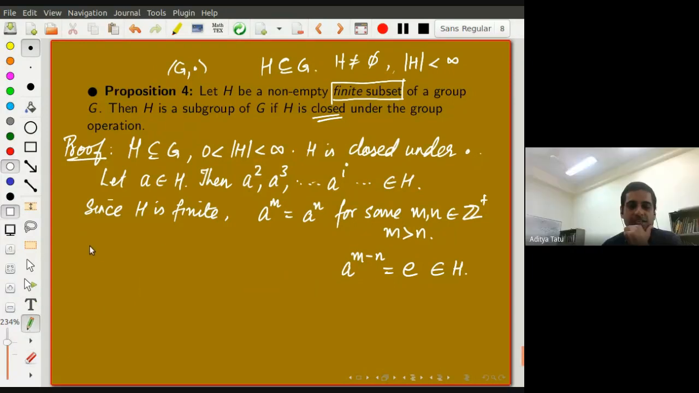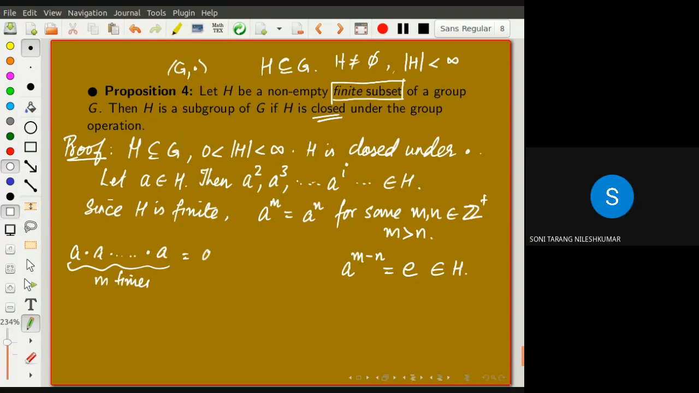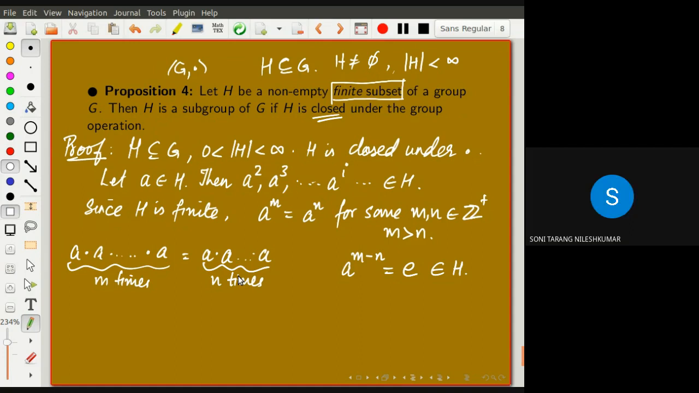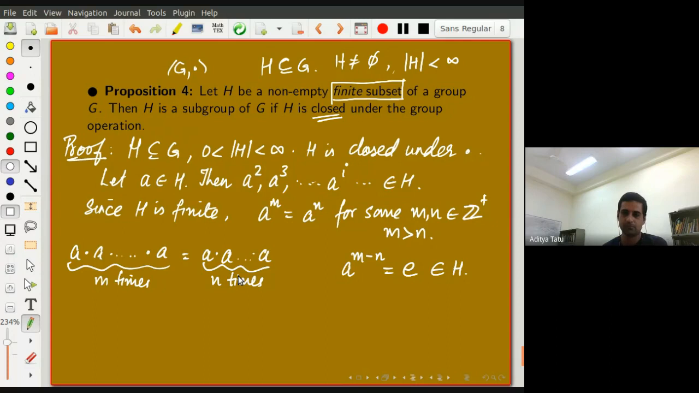So, what does A raised to M mean? A dot A, M times. And what does A raised to N mean? A dot A, N times. What does this mean? It means M minus N times A on the left hand side should be the identity element. Exactly, right? Does that make sense? Yes, sir.